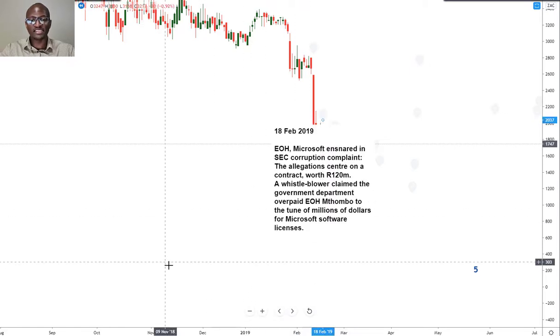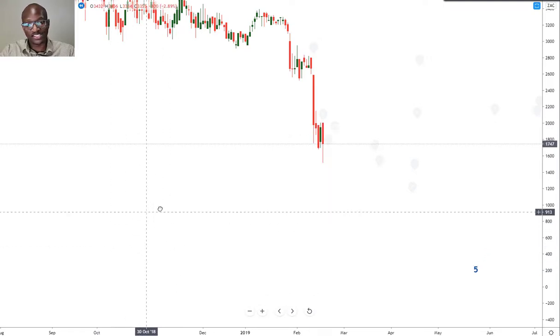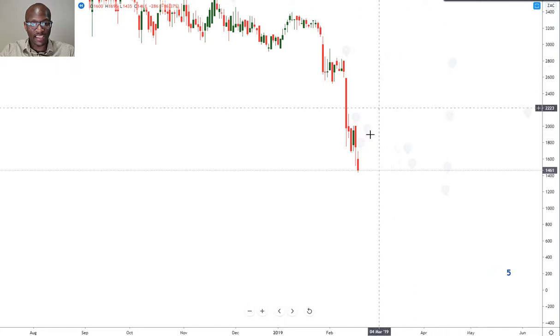18 February 2019, EOH Microsoft ensnared in SEC corruption complaint. The allegations center on a contract worth 120 million. A whistleblower claimed the government department overpaid EOH Mthombo to the tune of millions of dollars for Microsoft software licenses. Ish. Just gets worse and worse.